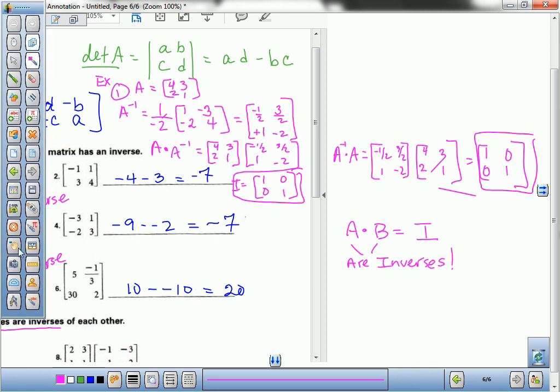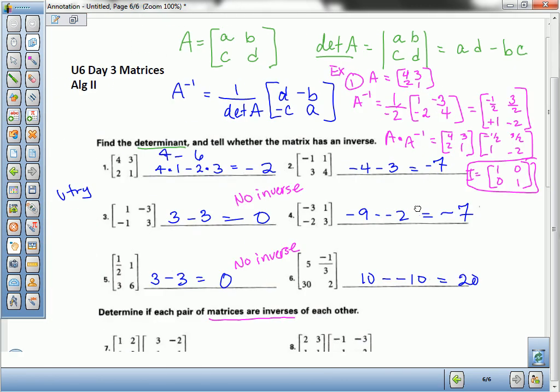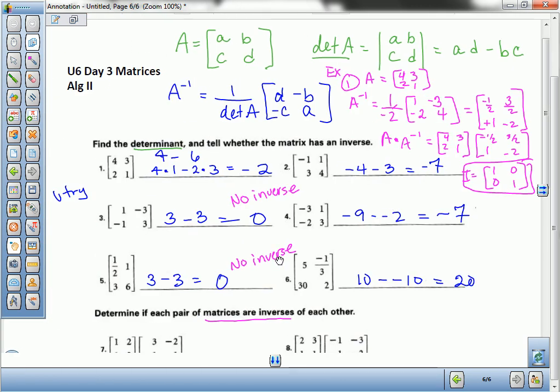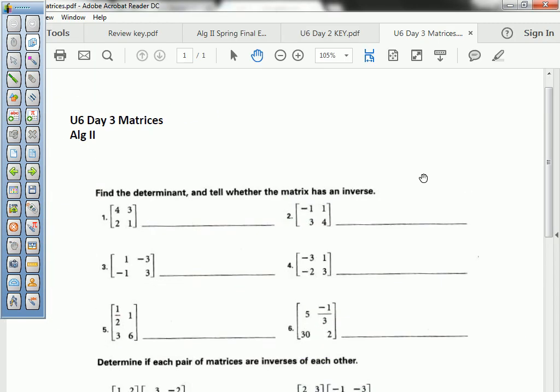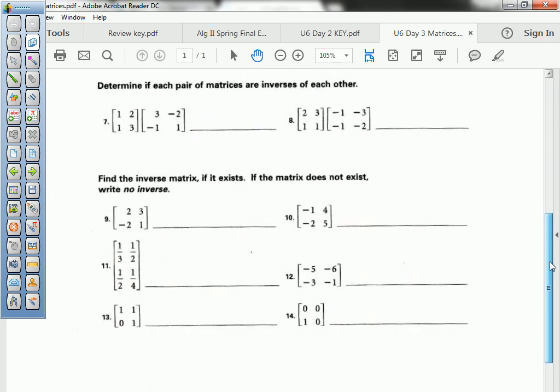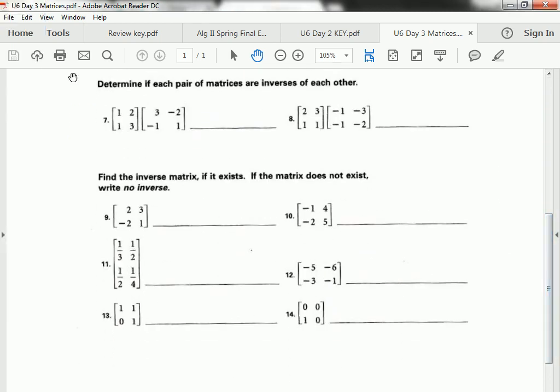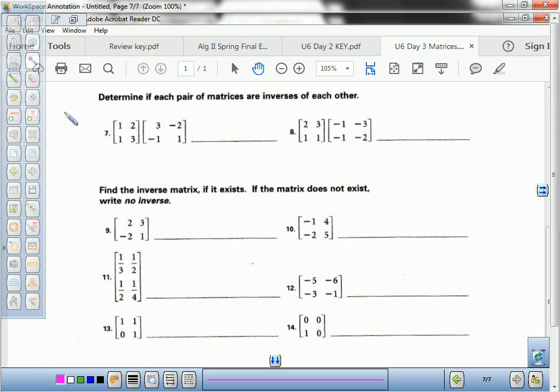Okay, now let's go back and actually find some inverses now. Well, first of all, let's determine, are these inverses? If they are inverses, the resulting matrix better be the identity, 1, 0, 0, 1. If we get anything other than that when we multiply, they are not inverses.